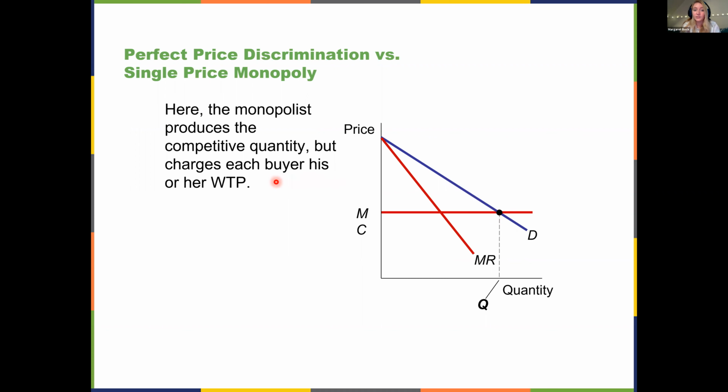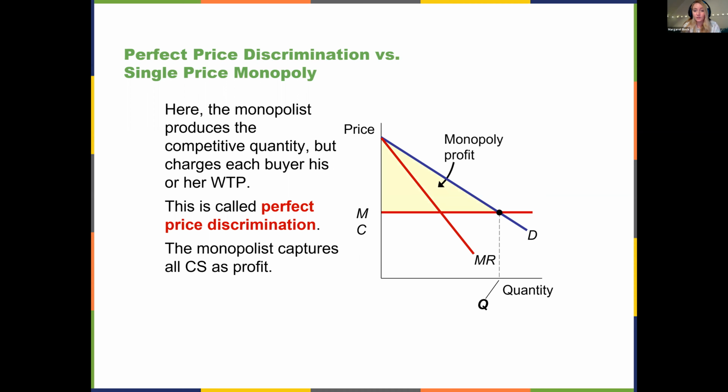So here the monopolist produces the competitive quantity but charges each buyer his or her willingness to pay. This is called perfect price discrimination. So here, because the monopolist is able to know everyone's exact willingness to pay, there is no consumer surplus. The monopolist is able to capture what would have been the consumer surplus as profit for itself.